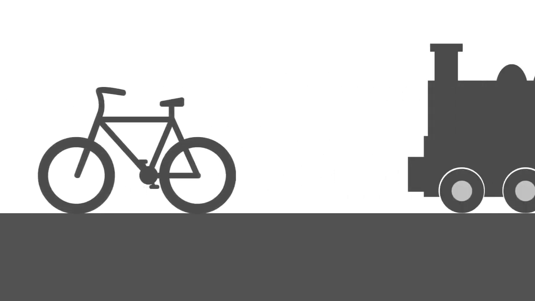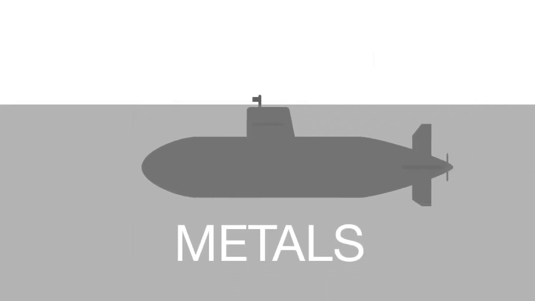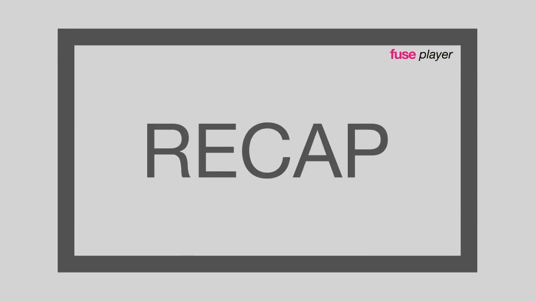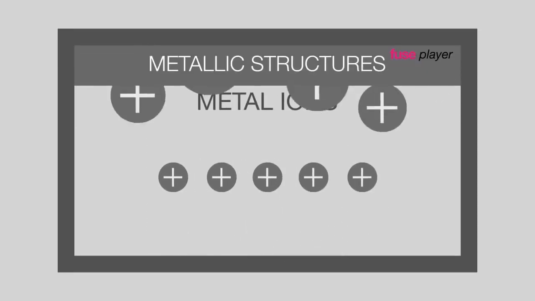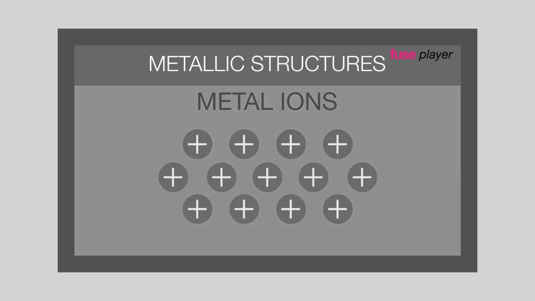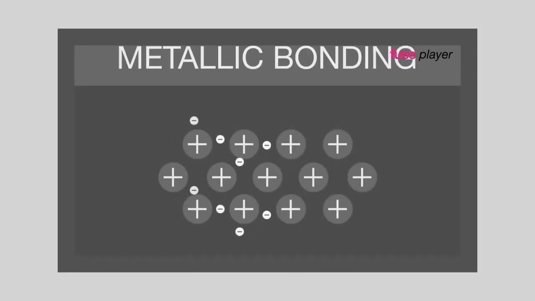Let's think about it. Cars and bicycles, trains, planes, buildings, cutlery, spectacles, furniture, and endless items can be made from metals. To recap, the electrostatic attraction between metal ions arranged in a lattice structure and free-floating electrons is known as metallic bonding.